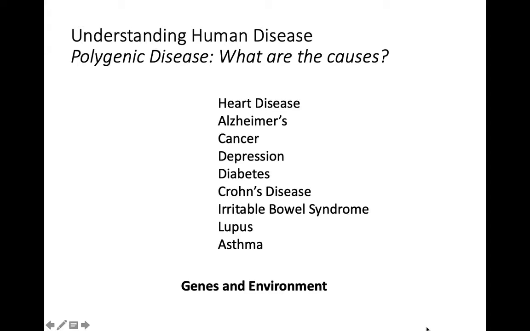Examples of complex human diseases, as opposed to cystic fibrosis and Huntington's disease, are heart disease, Alzheimer's, cancer, depression, diabetes, Crohn's disease, irritable bowel syndrome, lupus, asthma, and on and on. And all of these diseases are due to a combination of genes and the environment. But as geneticists, we'd like to identify the genes that contribute to the increased risk of getting these diseases.